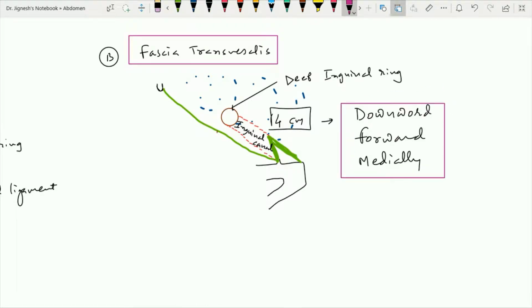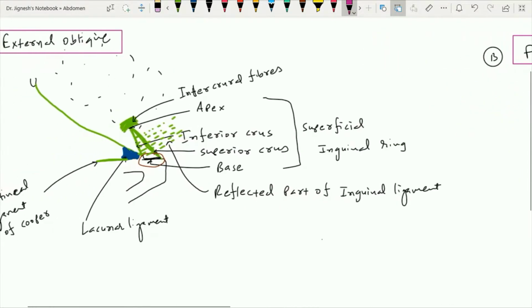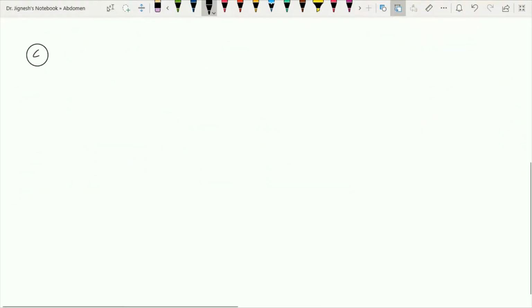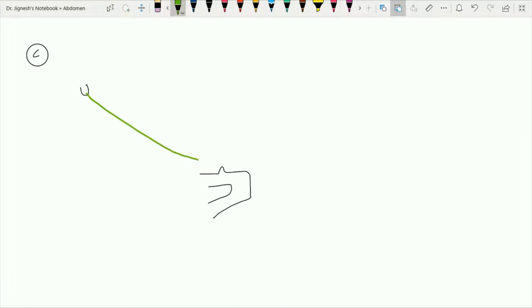And this inguinal canal is made up of muscles as well as aponeurotic fibers. That's why it is musculo-aponeurotic in nature. Now let's see figure C, and in this figure we are going to see the internal oblique muscle. So here this is the anterior superior iliac spine, and this one is the symphysis of the pubis bone. And for reference, we are drawing here the inguinal ligament.